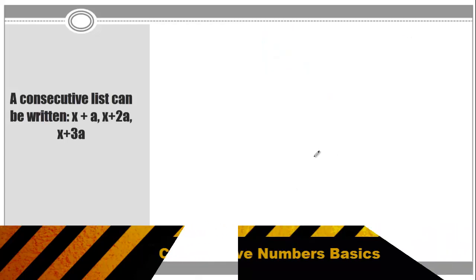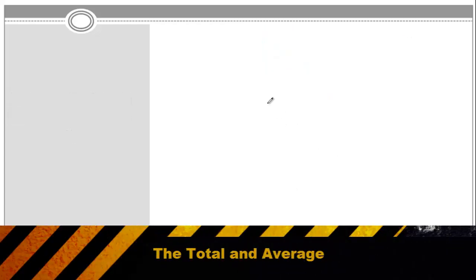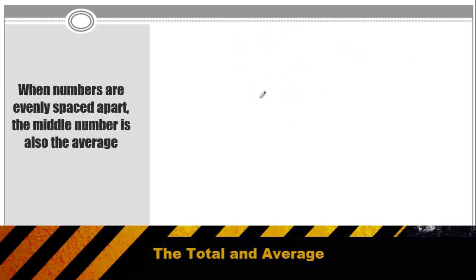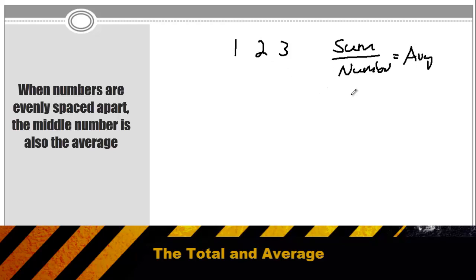The next concept has to do with consecutive numbers and averages. And the rule is that when numbers are evenly spaced apart, the middle number is also the average. So if I have the list of 1, 2, 3, I could calculate my average as the sum divided by the number of numbers. And that's going to equal my average. Or in this case, 1 plus 2 plus 3, that's 6, divided by 3 numbers, and that's going to be 2. And that's always going to be the case. The middle number in a list where numbers are evenly spaced apart is also going to be the average.